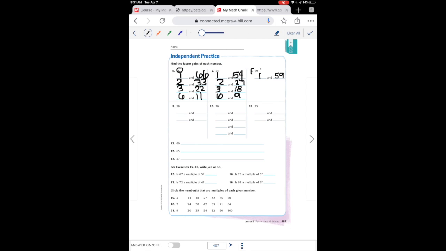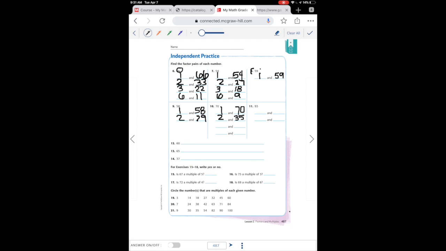Number 9, 1 and 58, obviously, and it's an even number, so 2 and 29. Number 10, 70, 1 and 70. It's an even number, so 2 and 35.